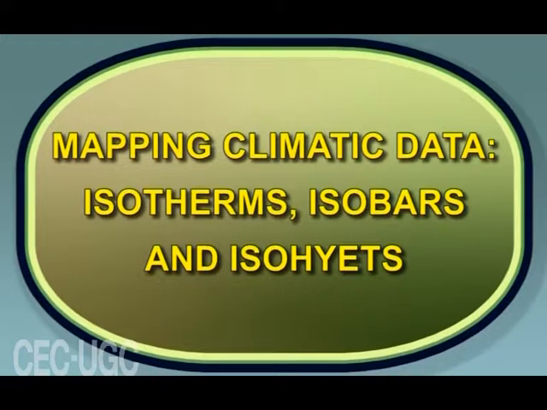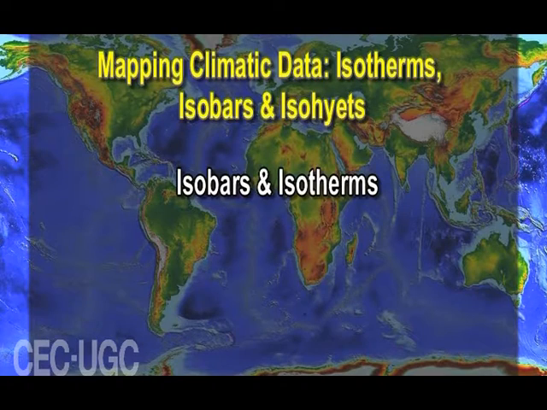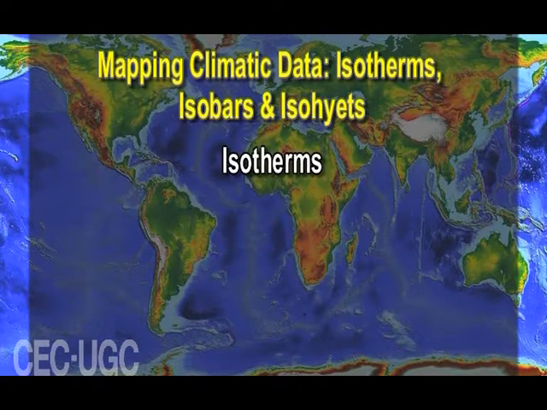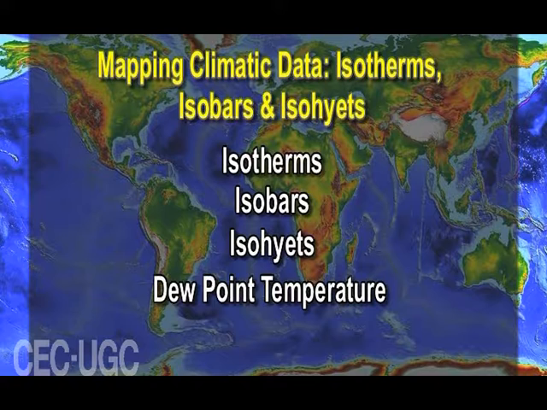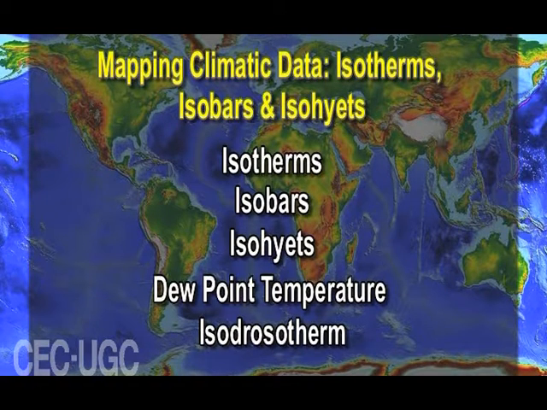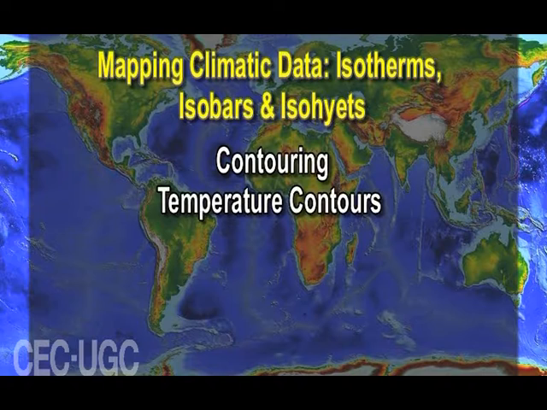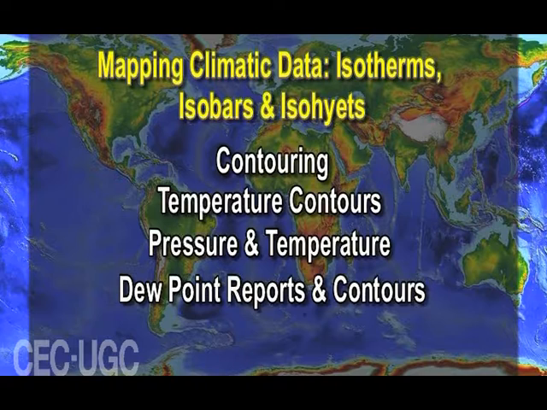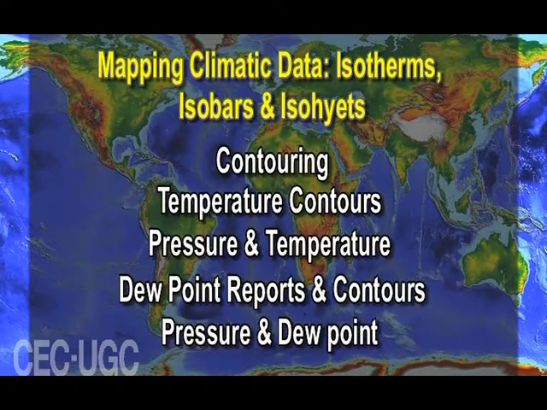Dear students, this episode consists of the following sub-modules: mapping climatic data, isotherms, isobars, and isoheights. Isobars and isotherms. What is an isobar? Isotherms, isobars, isoheights, dew point temperature, isodrosotherm, contouring, temperature contours, pressure and temperature, dew point reports and contours, pressure and dew point, conclusion.